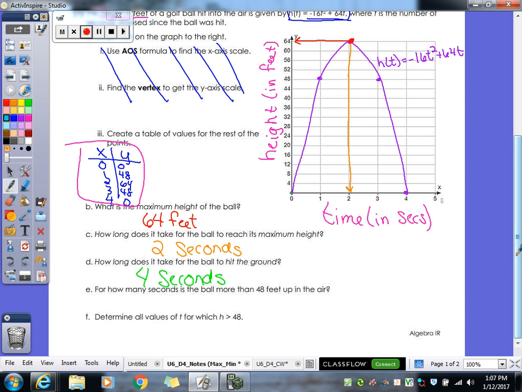For how many seconds is the ball more than 48 feet up in the air? So here's my 48 feet. It reaches 48 at 1 second, but then it's up here. Here's 2. Stops at 3 seconds. So how many seconds went by? 2. So it starts here. It's above 48 for 1, 2 seconds.